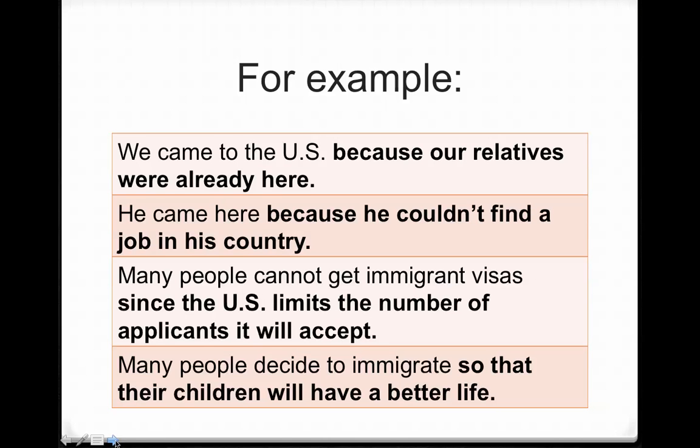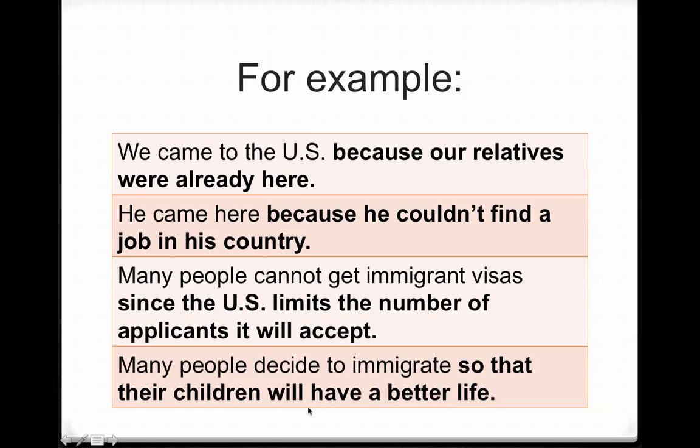For example, we came to the U.S. because our relatives were already here. Here I have a subordinator and a complete sentence and a complete sentence. He came here because he couldn't find a job in his country. Okay, there's your subordinator, and you've got a complete sentence and a complete sentence. Many people cannot get immigrant visas since the U.S. limits the number of applicants it will accept. And here's a subordinator. I'm using since to mean because in this sentence.